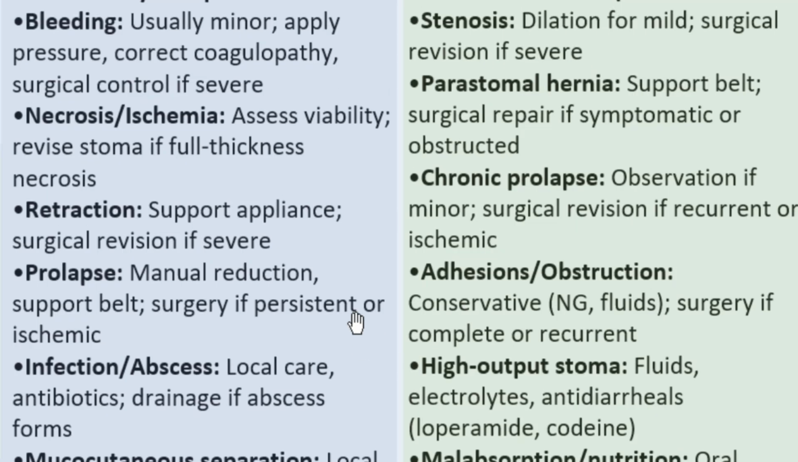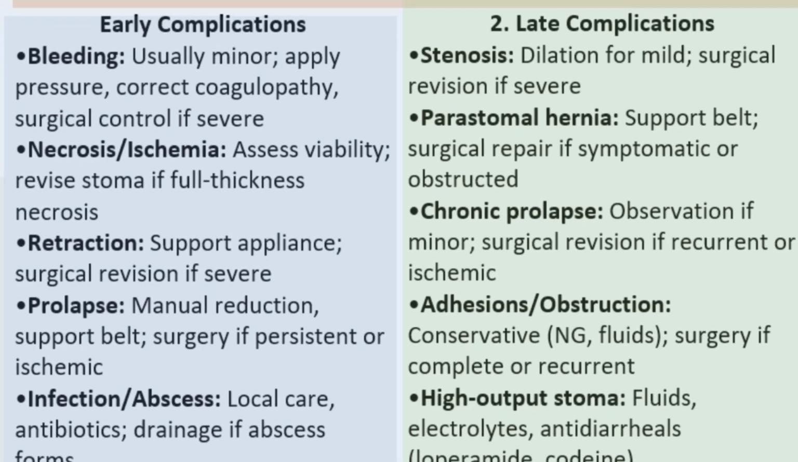So we have the complications, and the complications can be the early complications and the late complications. The early complications can be bleeding, and this one is usually minor. Pressure may solve this, or if someone has coagulopathy, you can correct that. If you have blood thinners, it can be necrosis of the stoma. It's very important. And most times when you're reviewing, you should always check, is my stoma still alive?